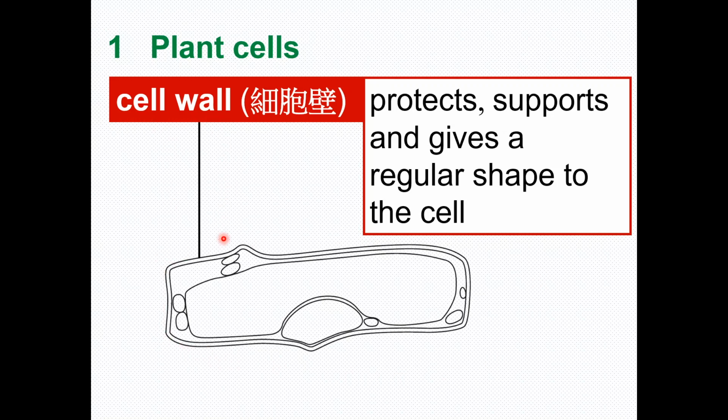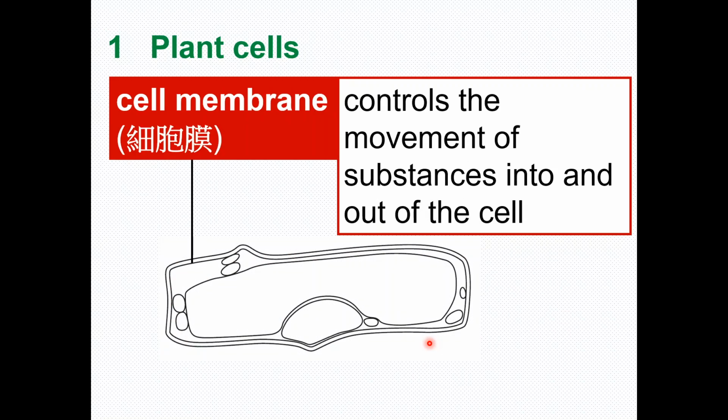What's the function of the cell wall? The function of the cell wall is to protect the cell, to support the cell, and give the cells a regular shape. So three main functions of the cell wall: protect, support, and give a regular shape. A regular shape like this, a rectangle like this.